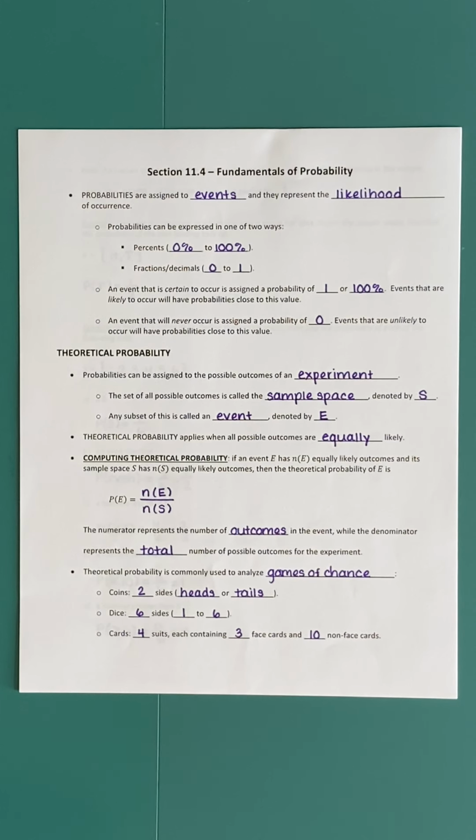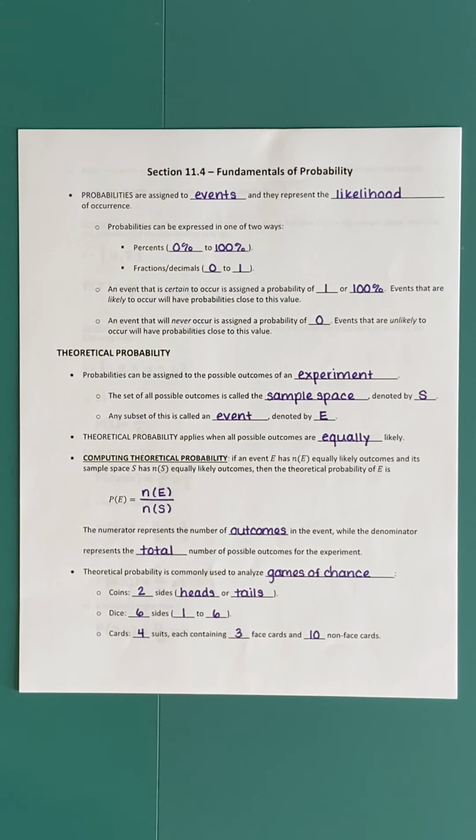Now, an event that will never occur, something that's impossible, is assigned a probability of 0 or 0%, if you want to think about it that way. So in the same way, events that are unlikely to occur, maybe it's not guaranteed that they won't happen, but they're unlikely to occur, again, are going to have probabilities that are close to this value.